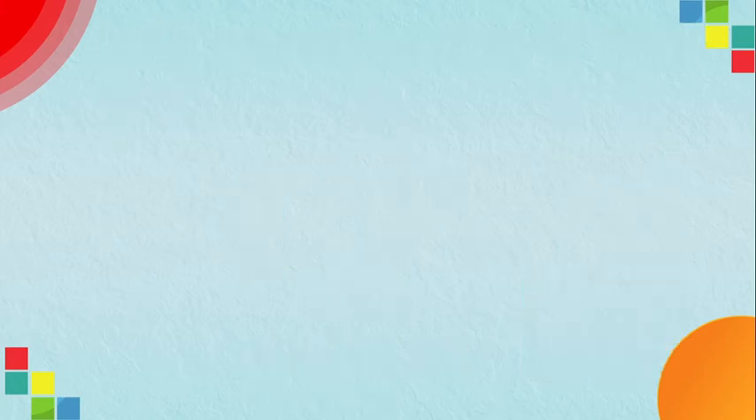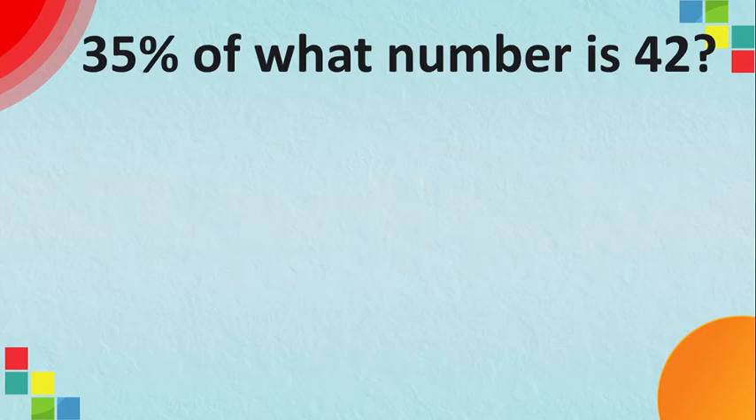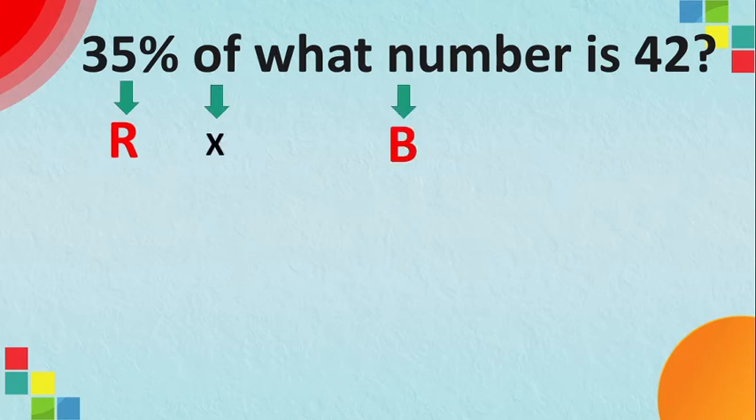So next, let's have this one. 35% of what number is 42? Let's identify the elements. 35% will be the rate because it is written with a percent sign. And "of" can be expressed as a multiplication sign. "What number" will be our base because it is found after the word "of." And "is" can be written as an equal sign. And 42 will be our percentage because it is found after the word "is."